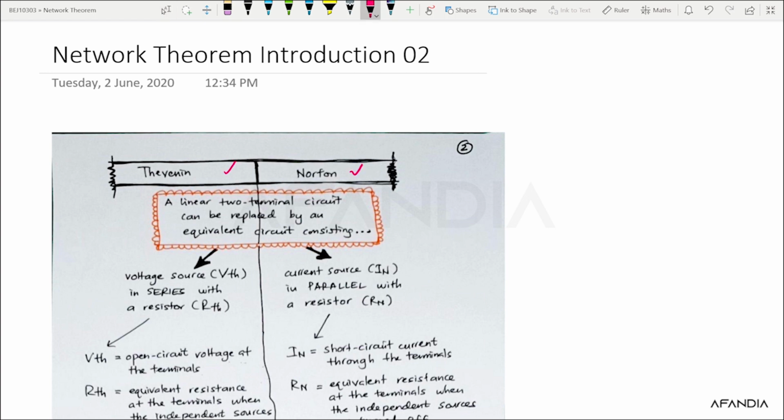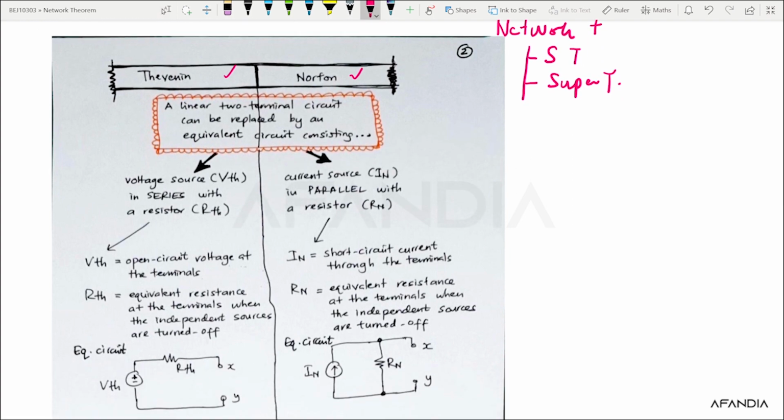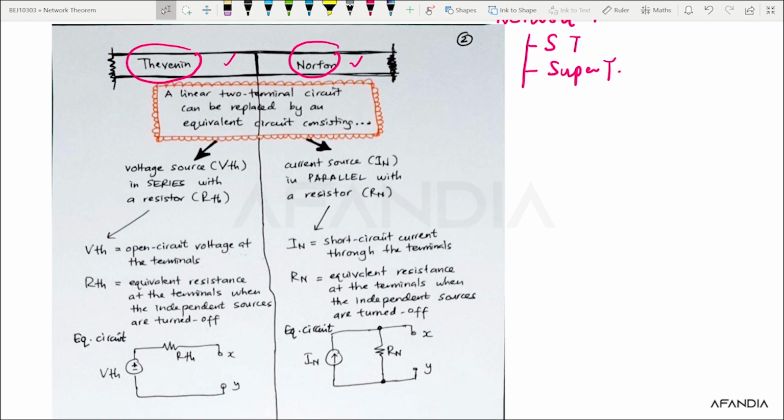We are going to proceed with Thevenin's as well as Norton theorems, which is another continuation from our previous discussion on network theorem, whereby we already discussed source transformation as well as superposition theorem. Now, what is the difference between Thevenin's as well as Norton theorems? So we are going to compare these two.